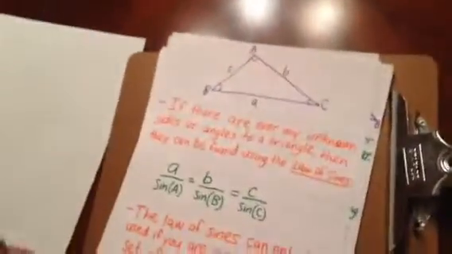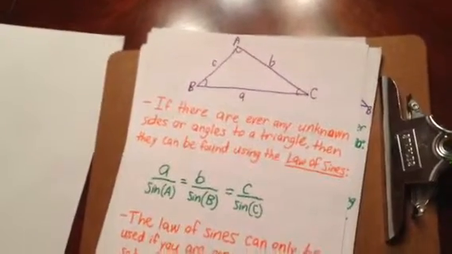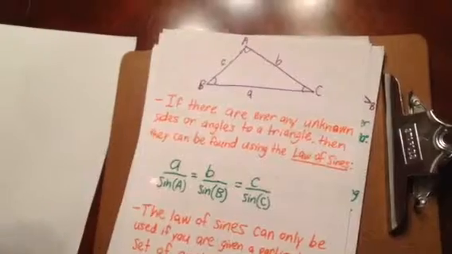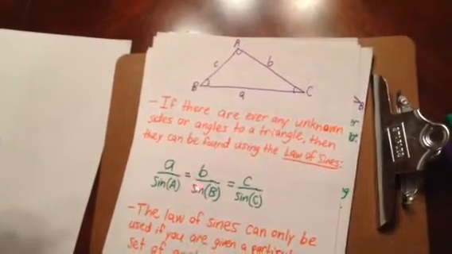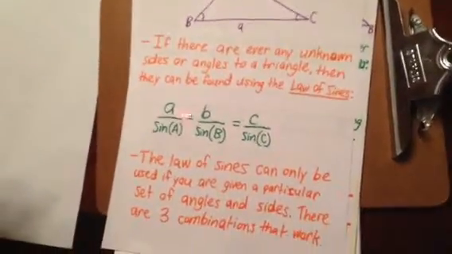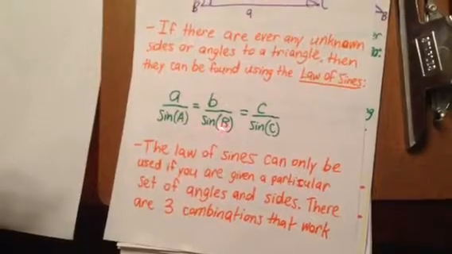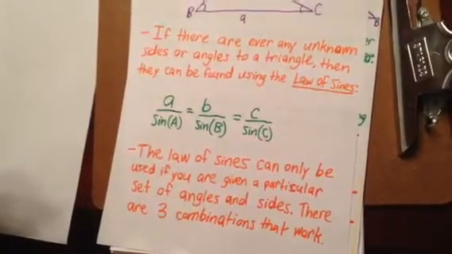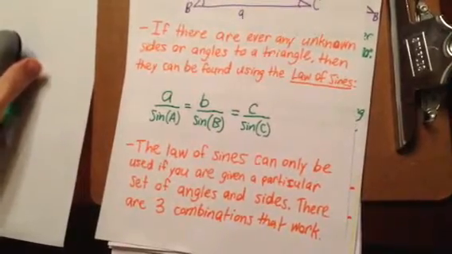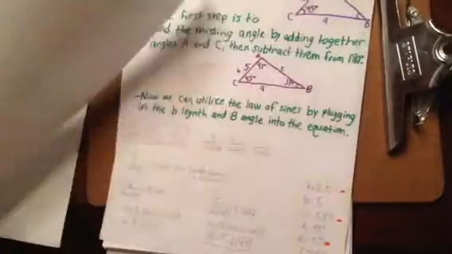If there are ever any unknown angles or sides to a triangle, then they can be found using the law of sines. It's a over the sine of A equals b over the sine of B equals c over the sine of C. Note that all these top values are lengths, and all these bottom values of A, B, and C are angles. The law of sines can only be used if you're given a particular set of angles and sides. There are only three combinations that will work.